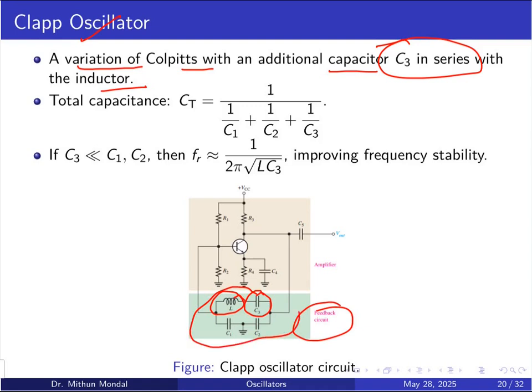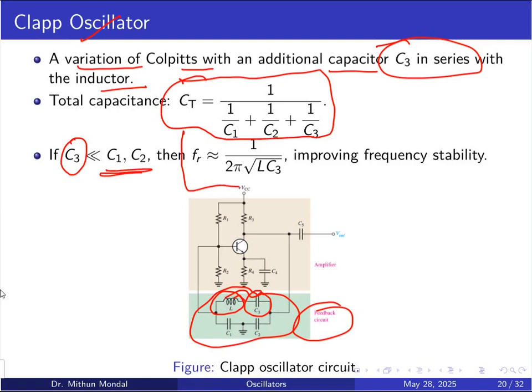So the net feedback circuit is again in the form of LC. The total capacitance has changed because of the orientation, and if C3 is very much less than C1 and C2, we can say that the resonant frequency is 1 by 2 pi under root L C3, which improves the frequency stability. So compared to Colpitts, if you use a Clapp oscillator, it will improve the frequency stability.